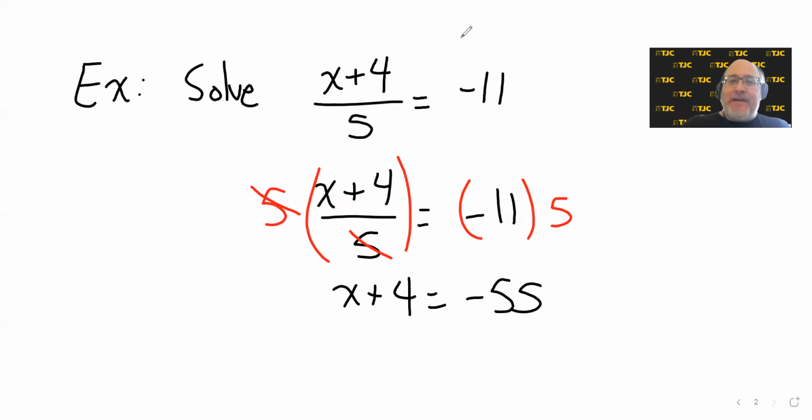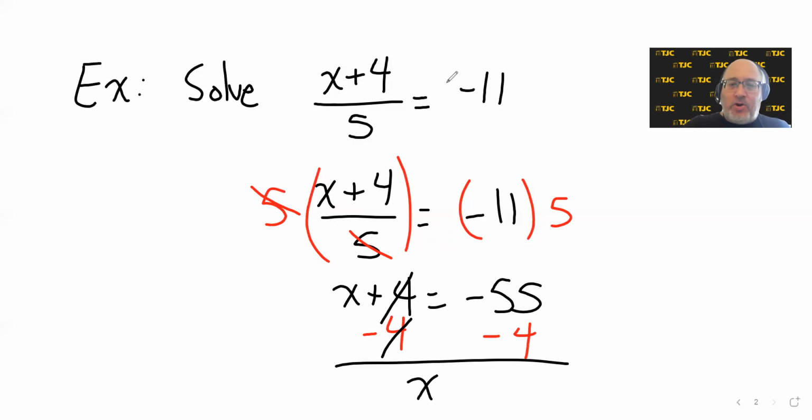And now we simply have to undo the plus 4 with the minus 4. That will cancel the plus 4 on the left, leaving the x. That's our goal. And on the right side, we have negative 55 minus 4, and that's negative 59. Because if I owe you $55 and then I owe you 4 more, now I owe you a total of $59.